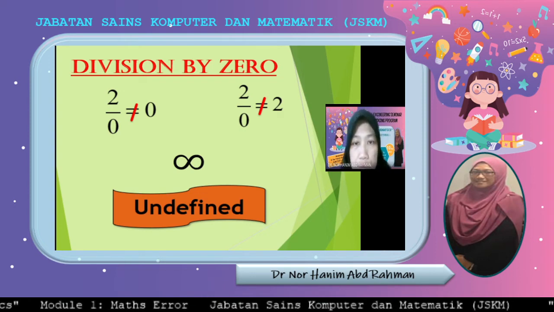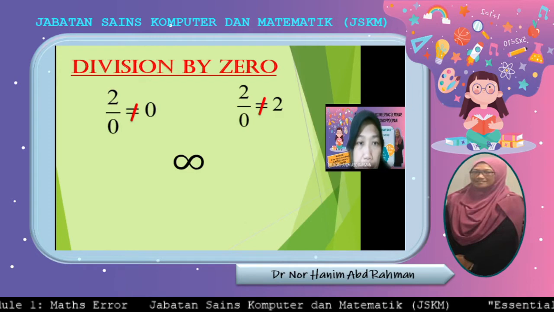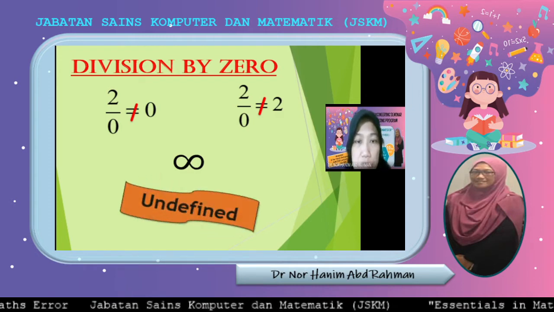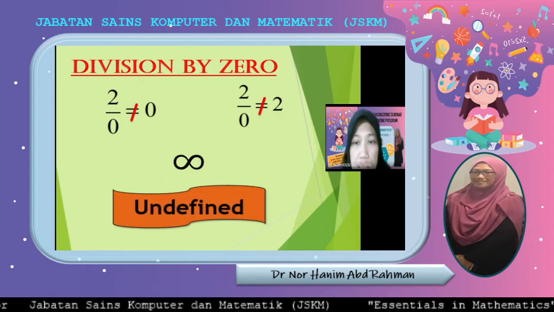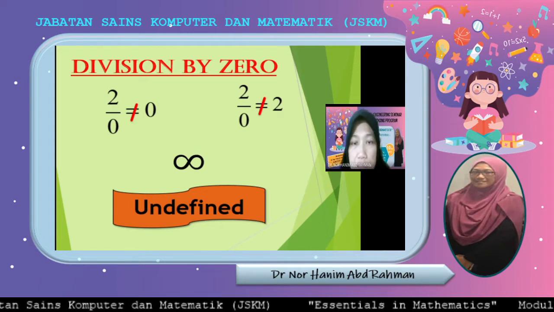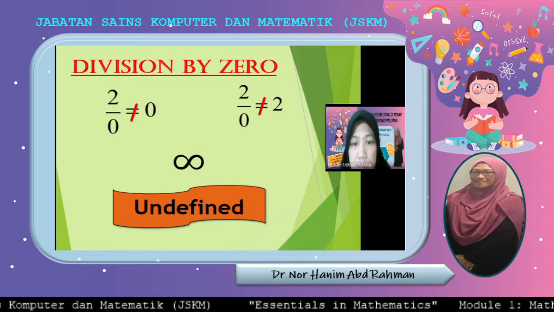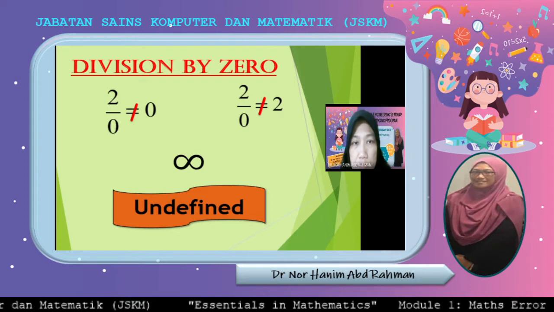Division by 0. Okay. Apa-apa bernilai real numbers over 0 is equivalent to infinity, atau dalam satu kes kita akan terus menggunakan as undefined. Ya. Kita boleh definekan value dia.